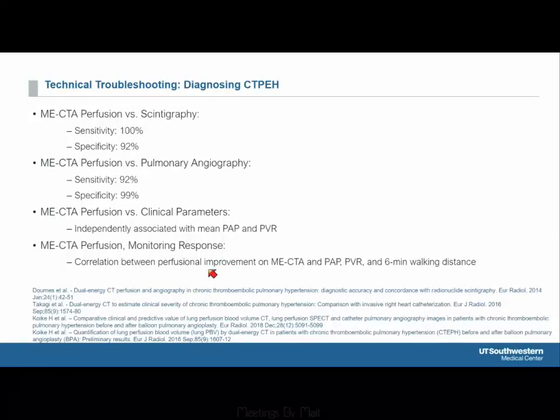And we can also use the quantitative parameters to monitor therapy. This study looked at differences in the quantitative analysis using multi-energy CT before and after balloon angioplasty in CTEPH patients. And they found that improvements in the perfusion were correlated with improvements or decrease in pulmonary arterial pressure, in pulmonary resistance, and also increase in the 6-minute walking distance.